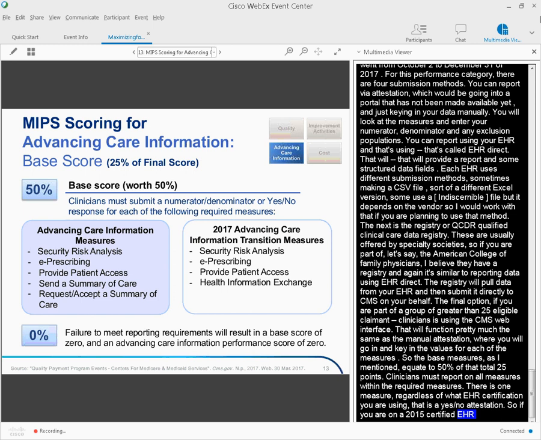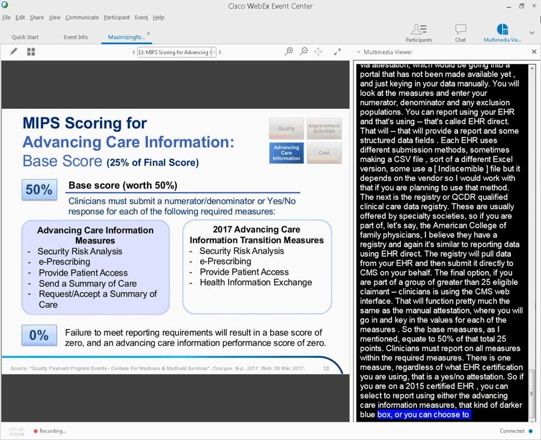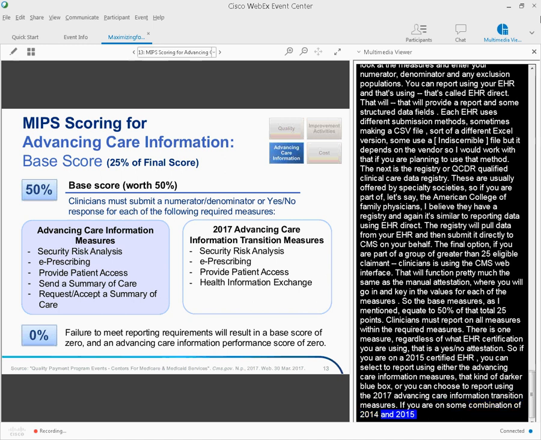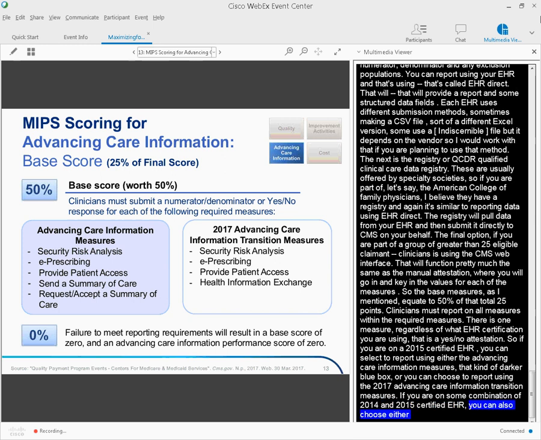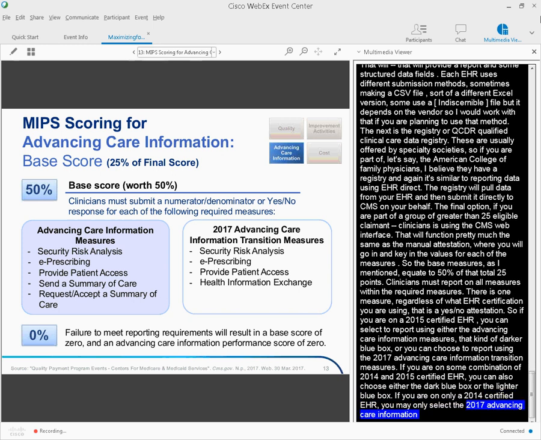If you're on some combination of 2014 and 2015 certified EHR, you can also choose either the dark blue box or the lighter blue box. If you're on only a 2014 certified EHR, you may only select the 2017 Advancing Care Information Transition Measures. So important to know what certification year your EHR is.